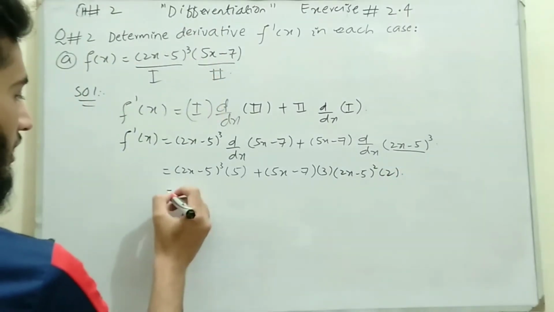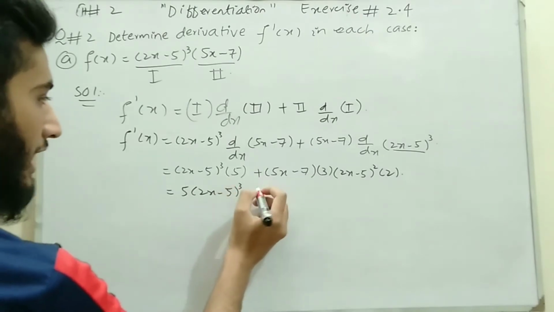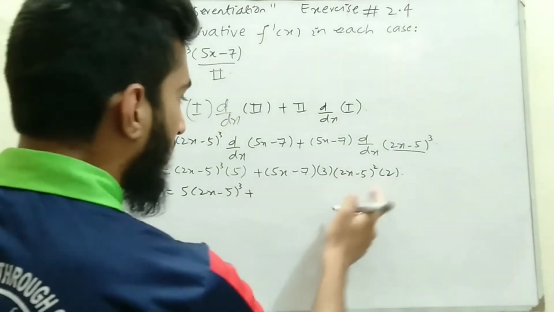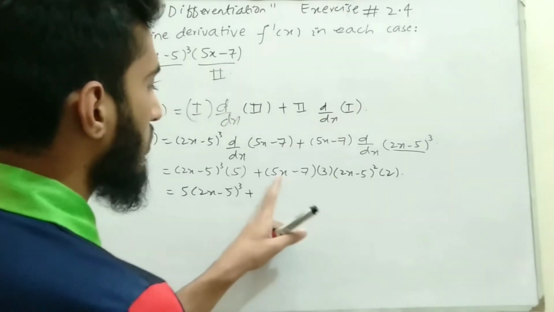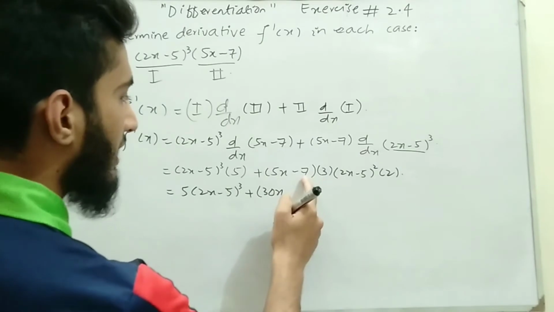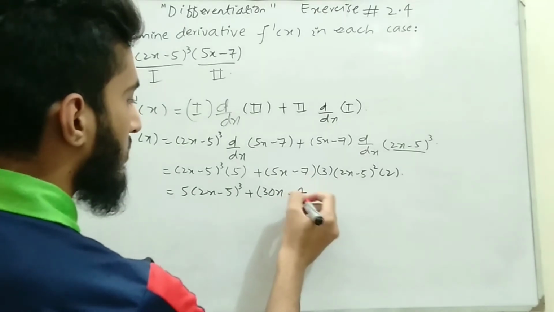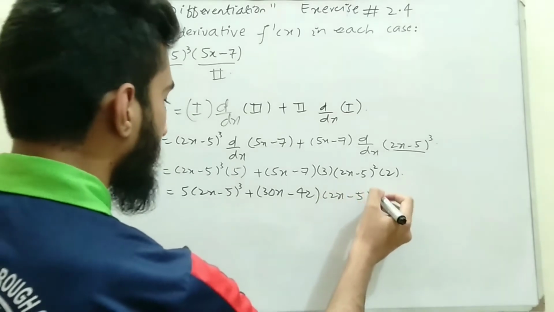Now after simplification it will give us 5 times of (2x minus 5) whole cube plus 3 multiply 2 gives us a value 6 and that 6 multiply with this (5x minus 7). So 6 multiply 5 gives us a value 30x and 6 multiply negative 7 gives us a value minus 42. Multiply (2x minus 5) whole square.